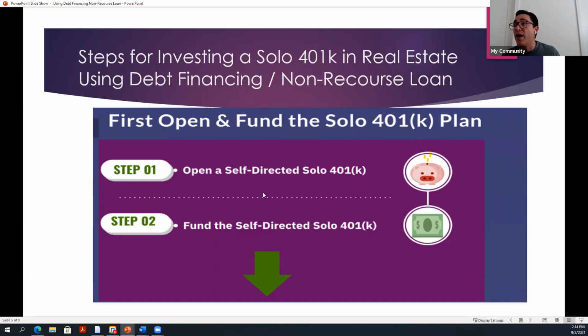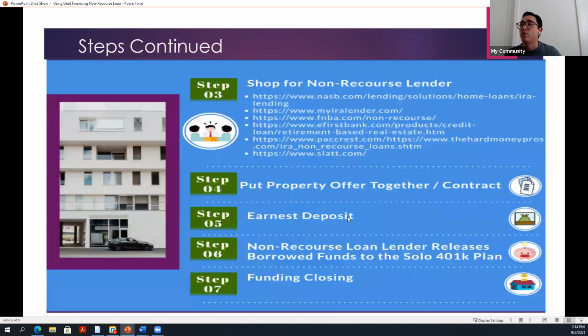Then they need to fund that self-directed solo 401k, which they can do by making contributions or rolling over money from an existing retirement account, like a former employer plan or a non-Roth IRA. You can't roll over money from a Roth IRA to any type of 401k. Then they need to shop for a non-recourse lender. For example, my IRA lender, which is where Roger's from, is listed here.